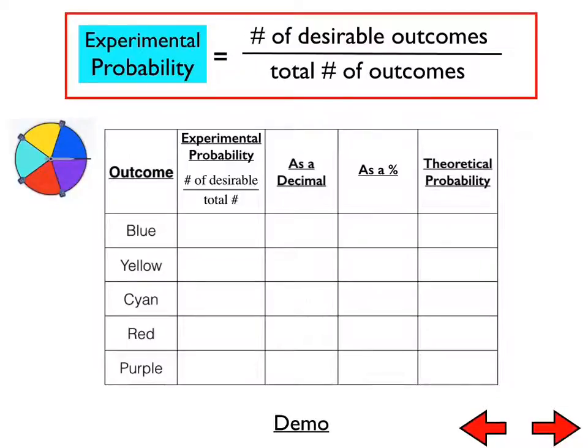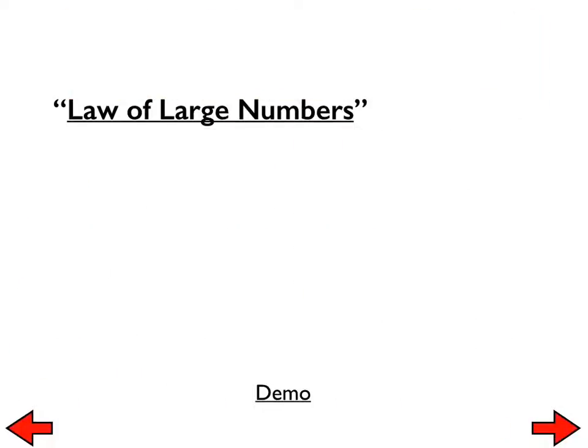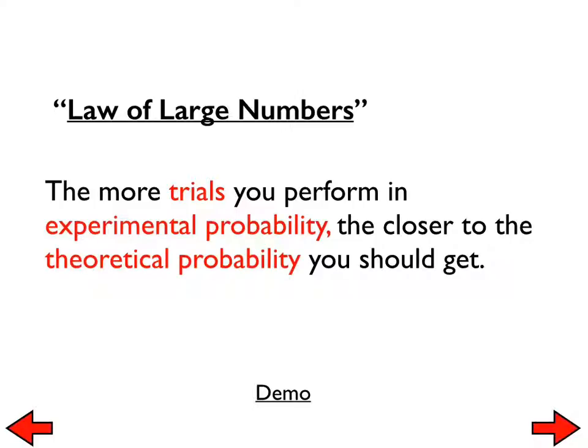Well, that leads us to something that we call the law of large numbers. And the law of large numbers, and this is where you have some areas you need to fill in, states the more trials you perform in experimental probability, the closer to the theoretical probability you should get. And I just proved it in 3 different situations. A spinner situation, a die or number cube situation, and a coin situation. The more trials you perform in experimental probability, the closer to the theoretical probability you should get. And that should kind of make sense to you at this point.